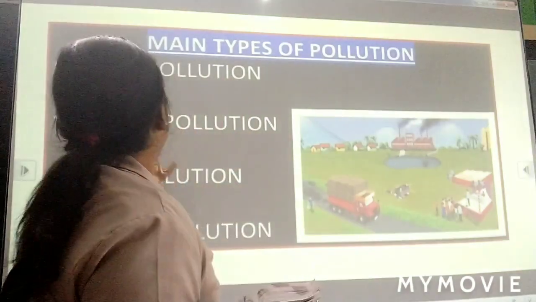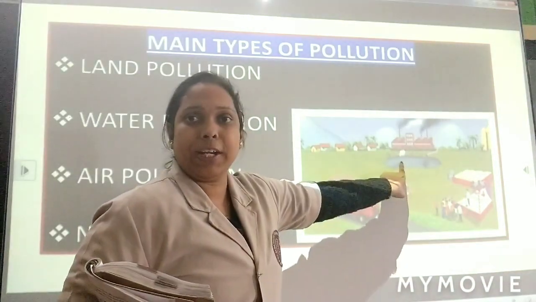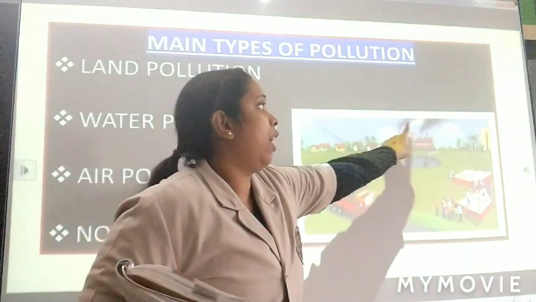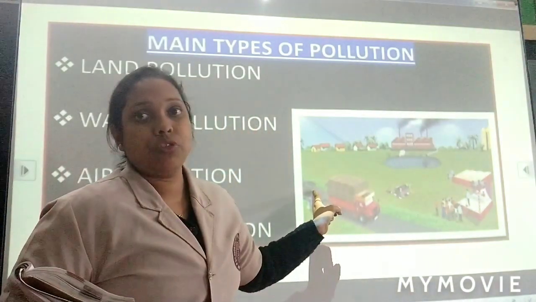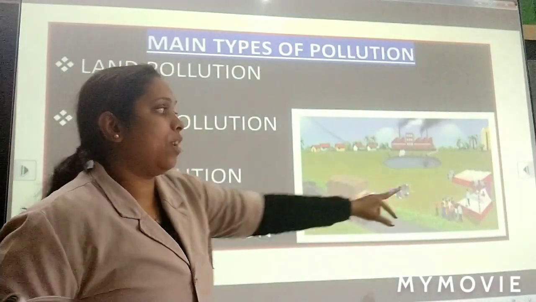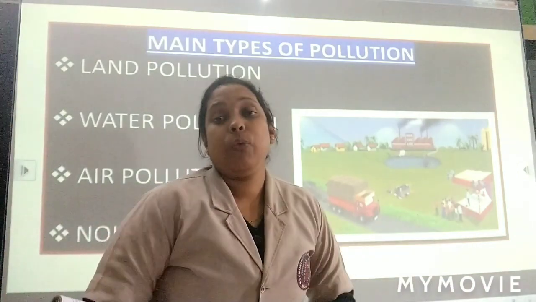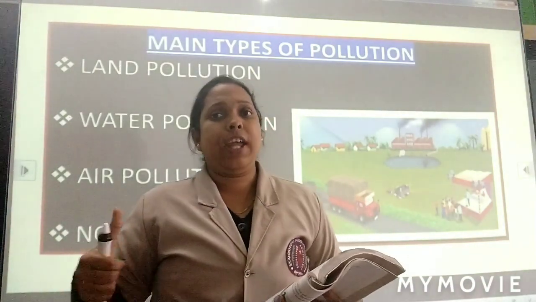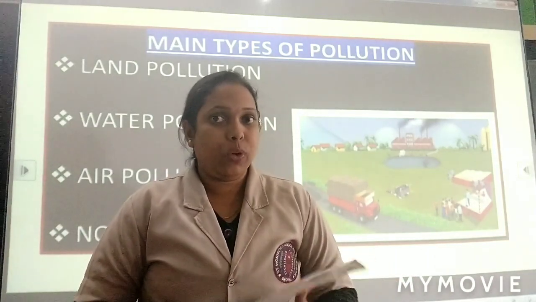Second one is water pollution, when the water is getting dirty. Next is air pollution, from the smoke of factories and from the vehicles also. And the last one is noise pollution, when we hear loud noise from the loudspeakers or honking. So that is known as noise pollution.